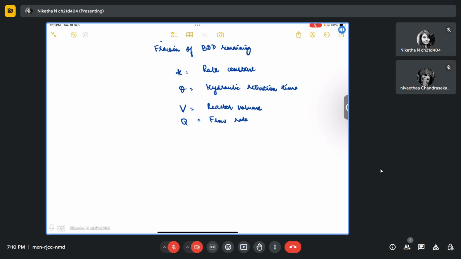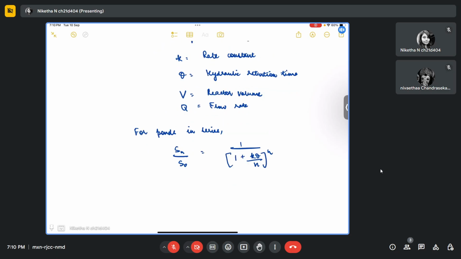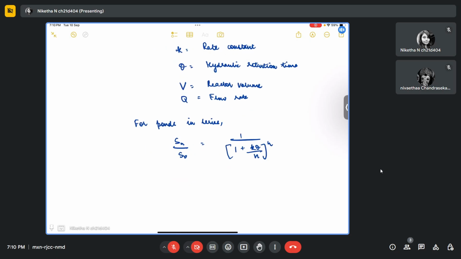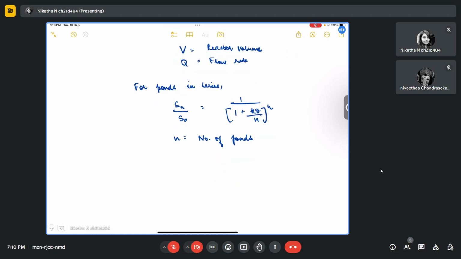Now if we have two or more ponds in series, then the equation is basically the same, but we have one factor called n. So n is the number of ponds. If you have 2 ponds, then n is going to be 2. You can just substitute 2 in this equation and you can calculate.